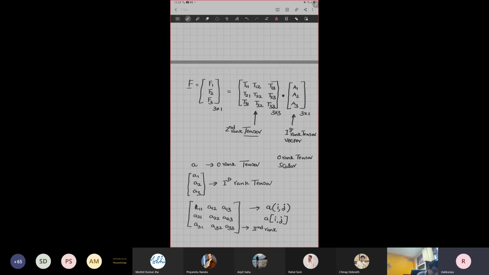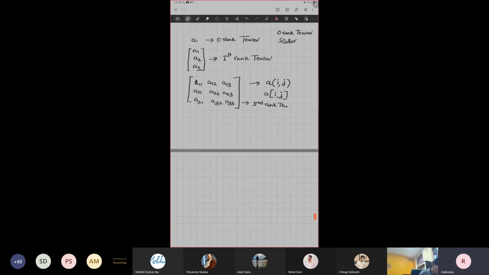The advantage in defining this is, if I would like to define a third rank tensor, can you tell me how a third rank tensor really looks like? Yes, sir. Can you tell me? So A111, A112, A113, and so on. So how many components will it be having? If i, j, k are each 1 to 3, it is 27 components.